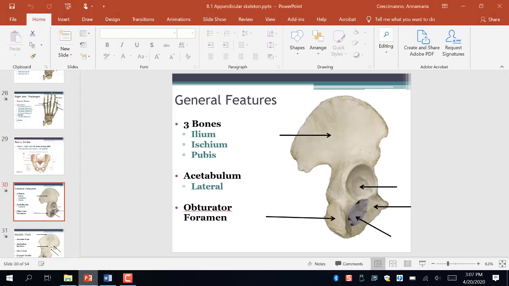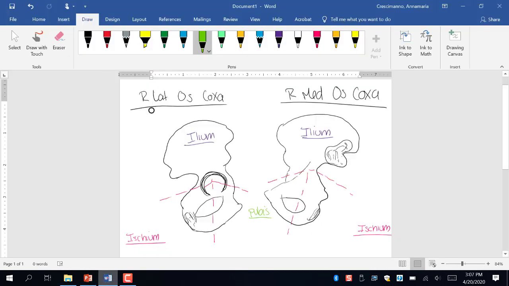Okay, going back to our PowerPoint here, we talked about the acetabulum and the obturator foramen, so let's go ahead and mark those. I'll draw them in blue as they are features shared by multiple bones. So there's the acetabulum on the lateral side, and then you can see the obturator foramen from both views. Like so.